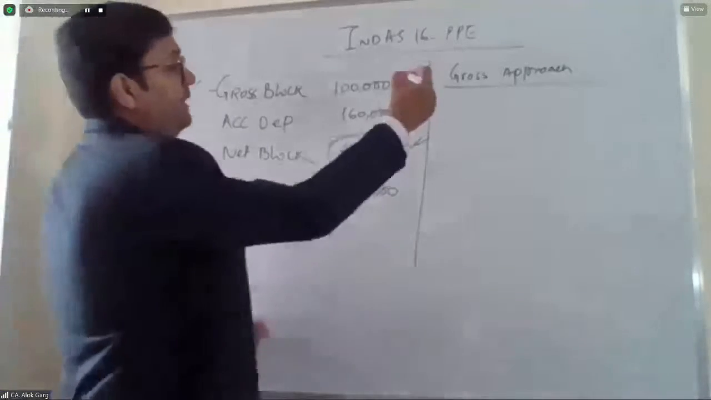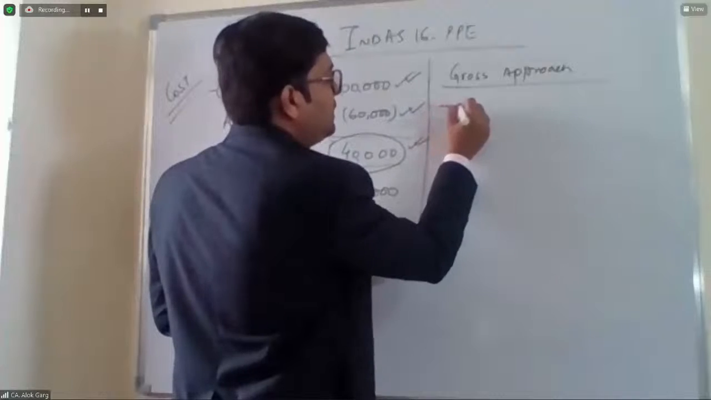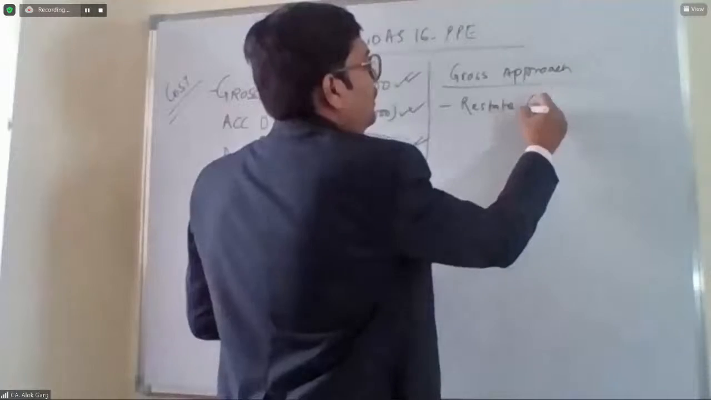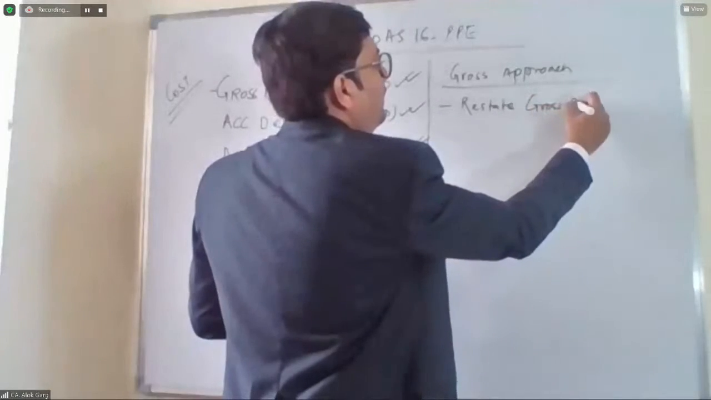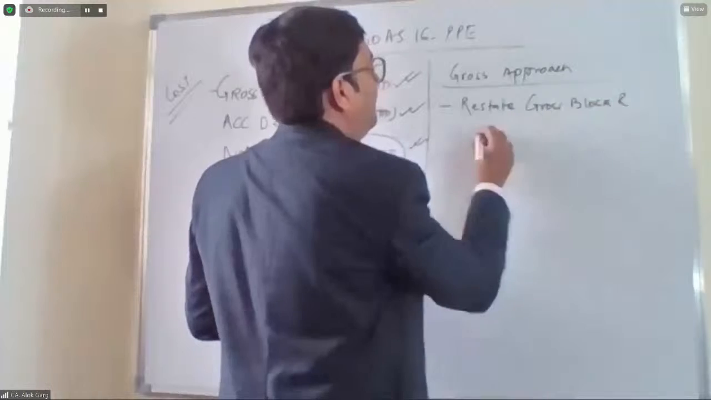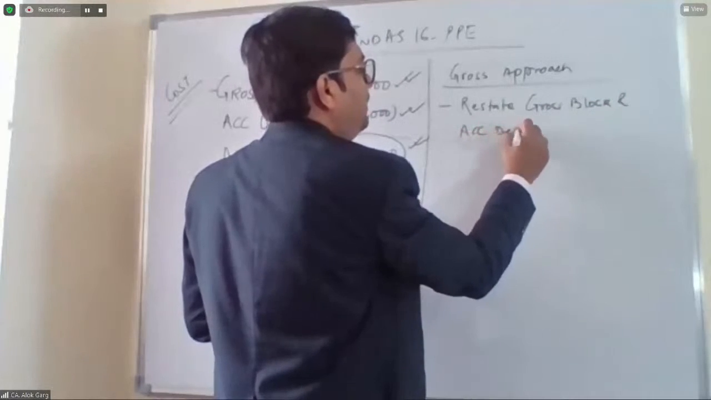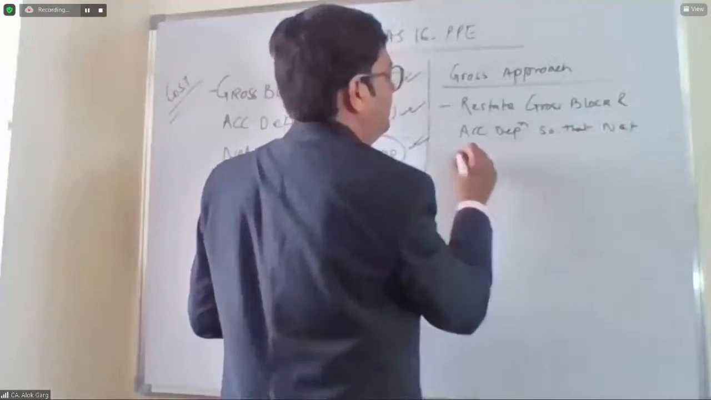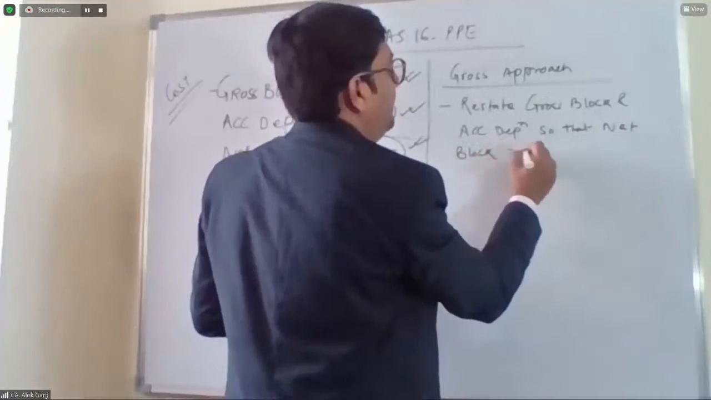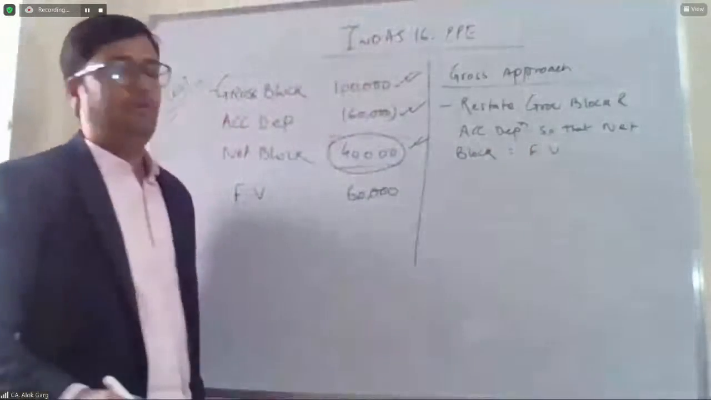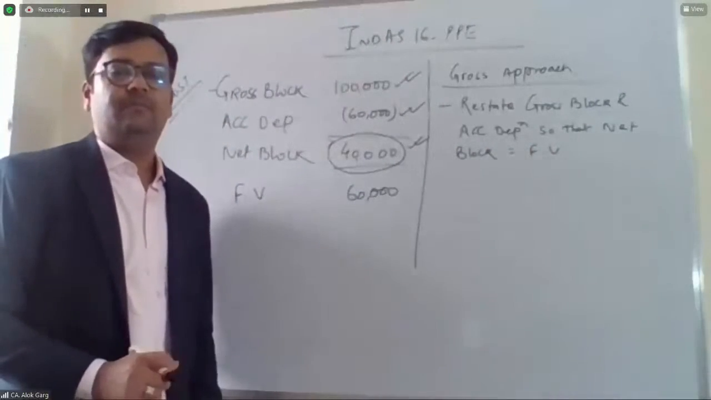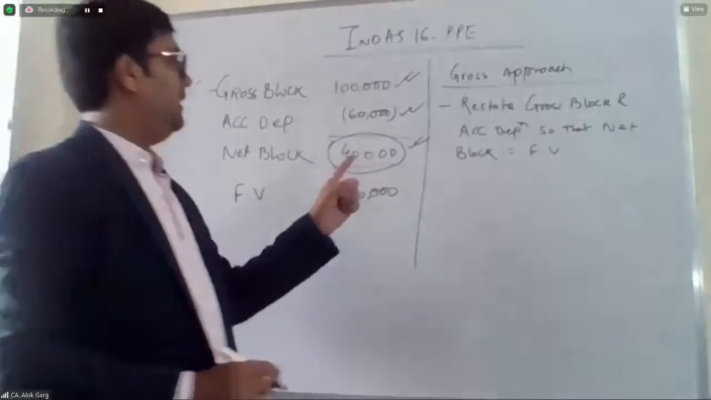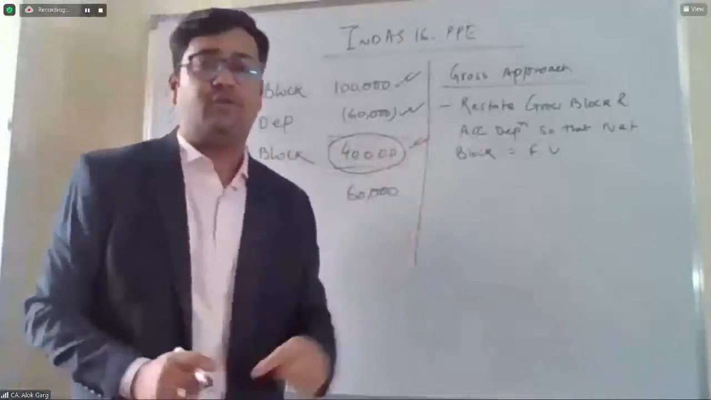Okay. What does it mean? Please write down: in case of gross approach, restate gross block and accumulated depreciation so that net block is equal to fair value. Okay. Sir, how to do this? Sir, how to apply this concept in case of the gross approach?